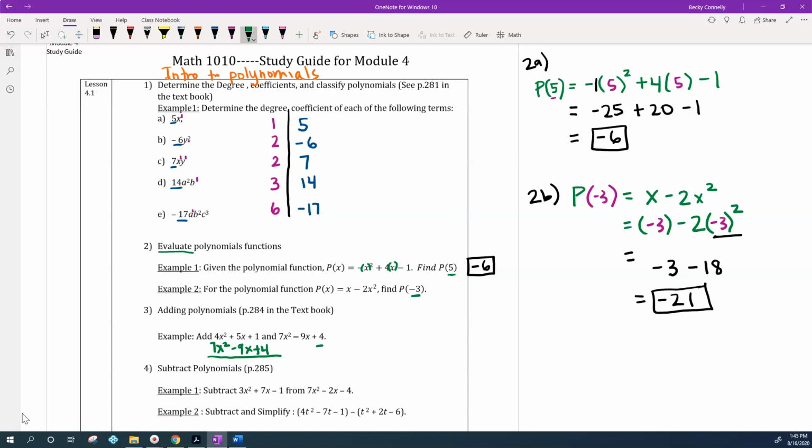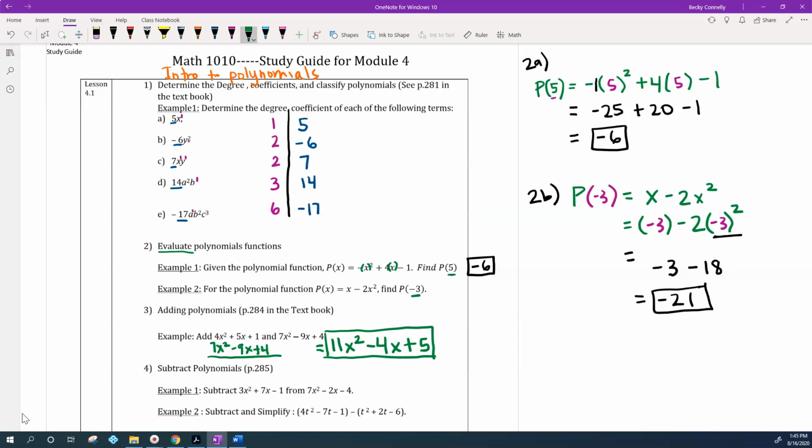And then when I add those together, right, 4x squared and 7x squared, they have to be like terms in order to add them together. So I can only add x squareds with x squareds. So that's going to give me 11x squared. Then I'll add my x terms together. 5 minus 9 is negative 4x. And then 4 plus 1 is going to give me 5. And so that's what I would get when I add those together.